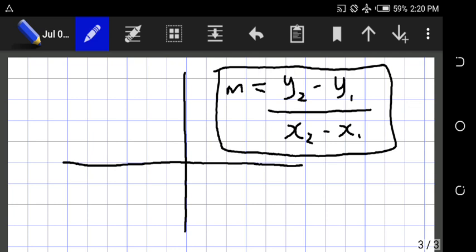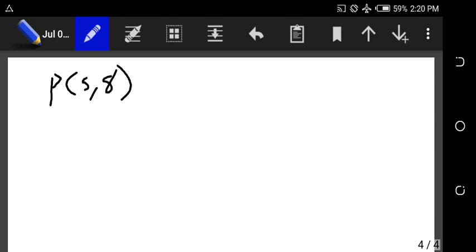So let's look at some examples. Don't forget this is the formula. Say that we want to calculate, maybe you're asked to calculate, the gradient of the line between the points. Maybe you are given point P as (5, 8) and point Q as, let's say, (9, 10). You are asked to calculate the gradient of this line, that is, how slopey this line is.